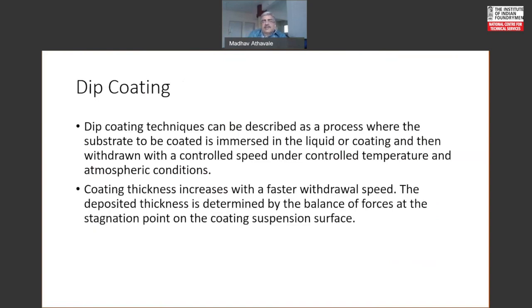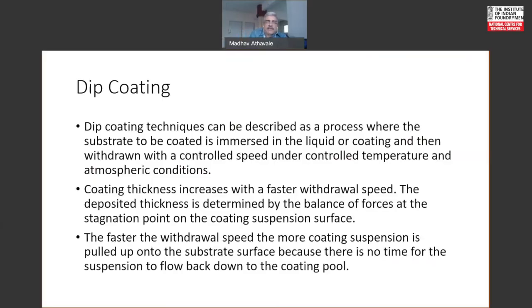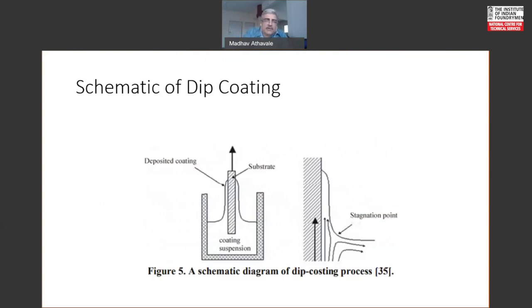Now, coating thickness increases with faster withdrawal speed. The deposited thickness is determined by the balance of forces at the stagnation point on the coating suspension surface. We have a diagram after this to see. The faster the withdrawal speed, the more the coating suspension is pulled up onto the substrate surface because there is no time for the suspension to flow back. So here is a picture. You have a coating container, a tank in which there is a coating. A core has been dipped inside and it is being withdrawn, and you can see from both sides, in the schematic, the coating is adhering onto the surface.